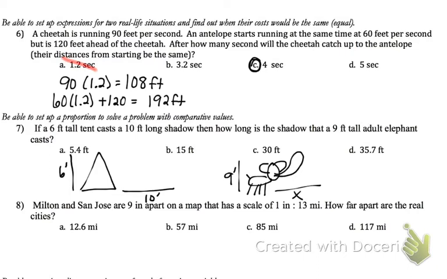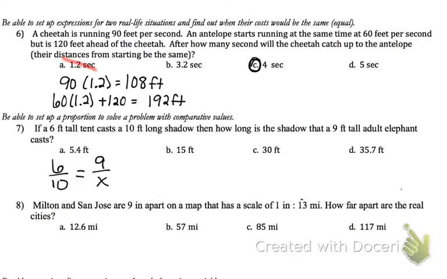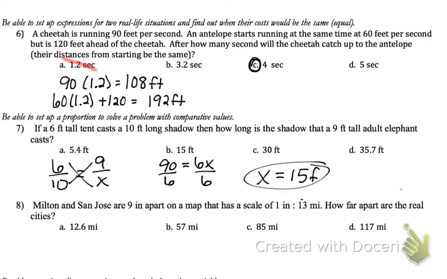I could set it up multiple ways as long as I'm consistent with both the tent and the elephant. So I'm going to do 6 foot over 10 foot for the tent equals 9 foot over x for the elephant. I worked myself into a corner, so I rewrote my problem on the left side. So we're going to cross multiply. We get 10 times 9 is 90, and 6 times x is 6x. Divide both sides by 6, and we get x equals 15 feet.